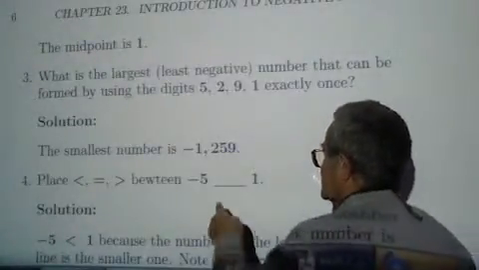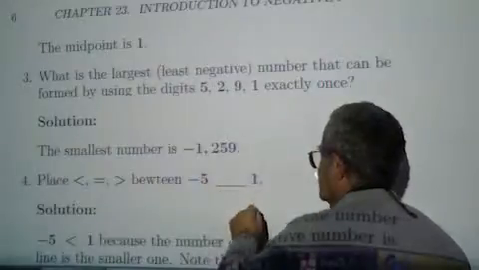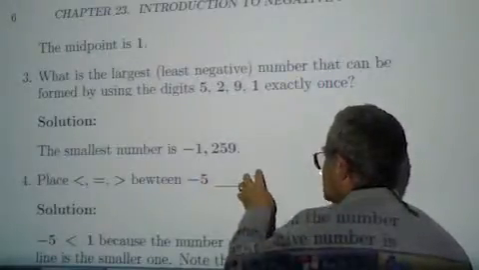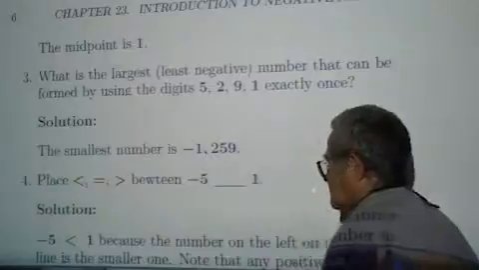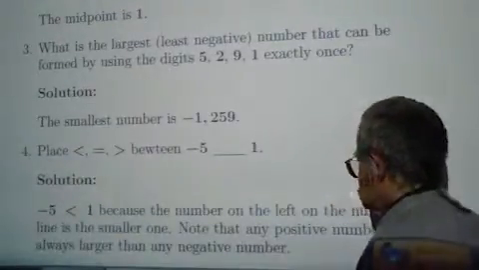And place a less than, equal, or greater than sign between negative 5 and 1. A positive number is always greater than a negative number. That was simple.